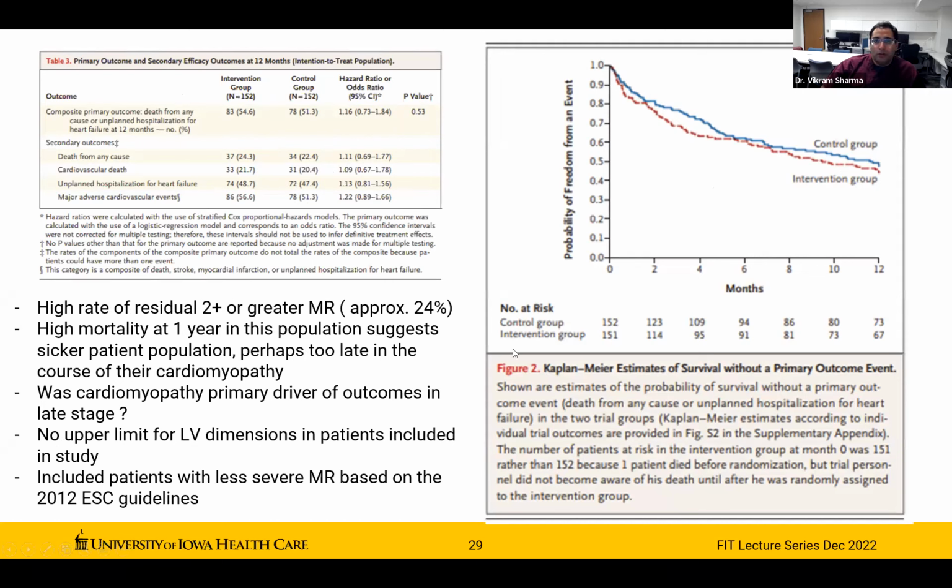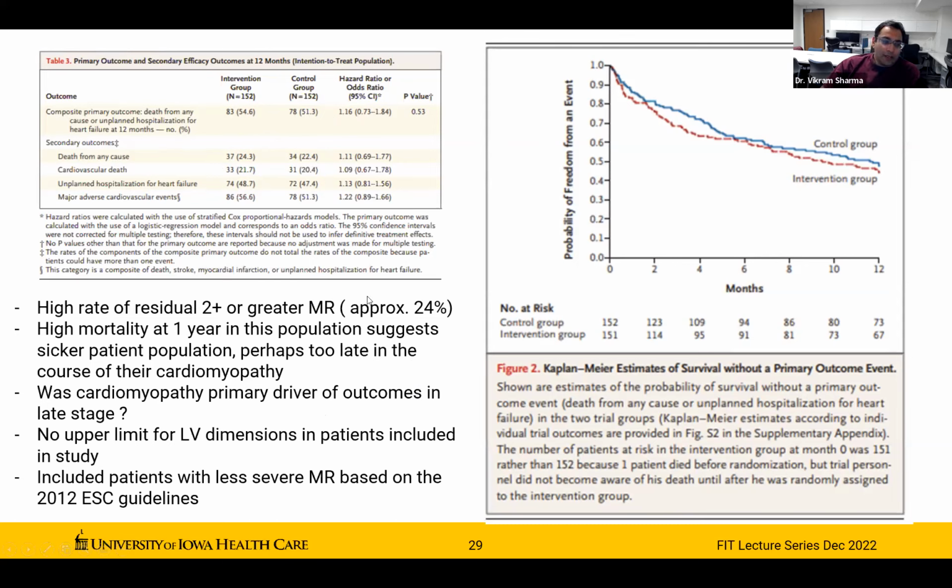There were a few reasons proposed for why this may have been a negative study. Firstly, there was a high rate of residual 2+ or greater MR, roughly 24%. In both groups, the mortality was high. If you look at the cardiovascular and all-cause mortality, it was in the region of 20-25%, which was high in both populations, suggesting that this was perhaps a sicker patient population that presented too late in the course of the cardiomyopathy. It's possible that in these patients, the severe cardiomyopathy was the primary driver of outcomes.